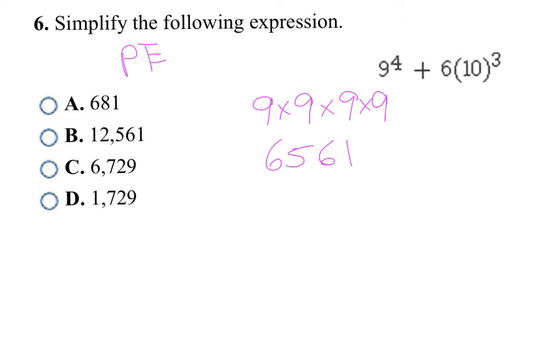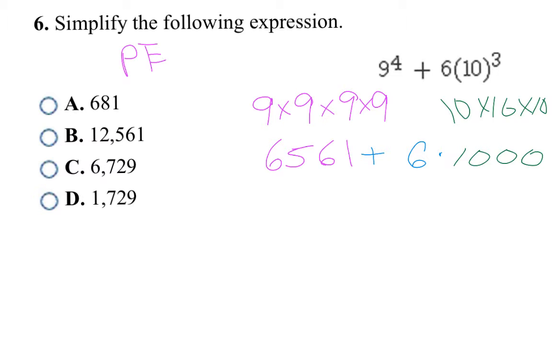Okay, and then I have this other exponent I'm going to do, and it's raising 10 to the power of 3. So that means I'm going to take 10 times itself 3 times. So I'm going to have 10 times 10 times 10, which is 1,000. Okay, and then I copy down the rest of the problem. I still have the plus, and I still have the 6 times the 1,000.